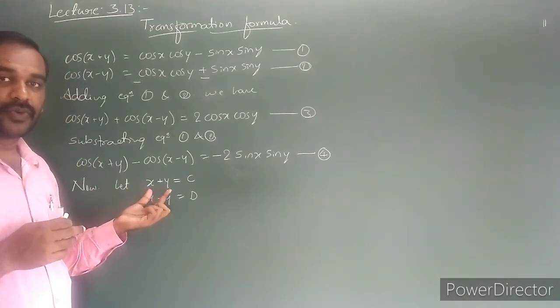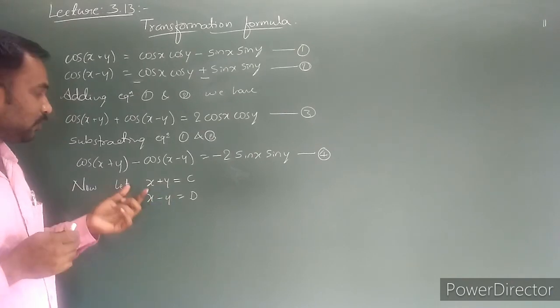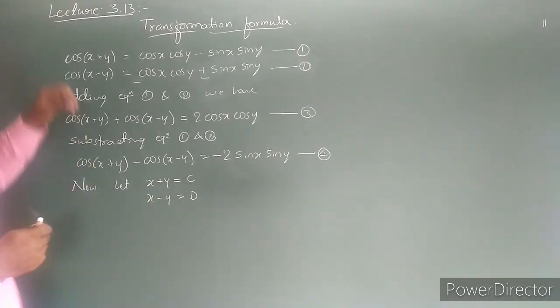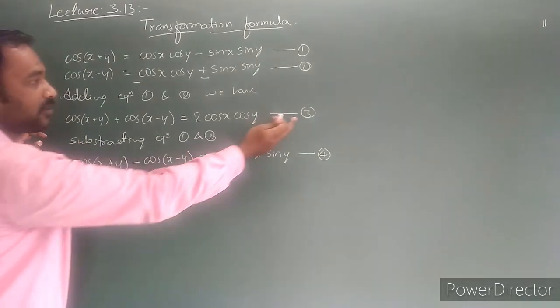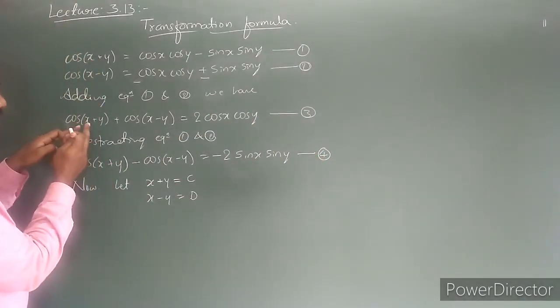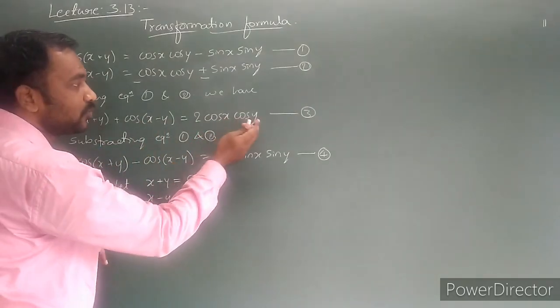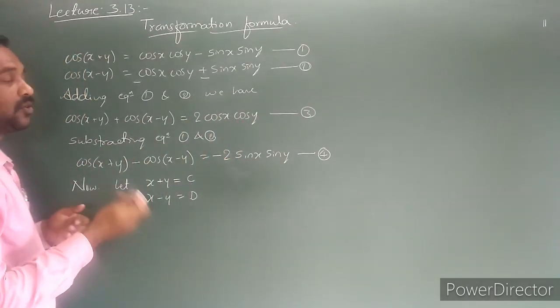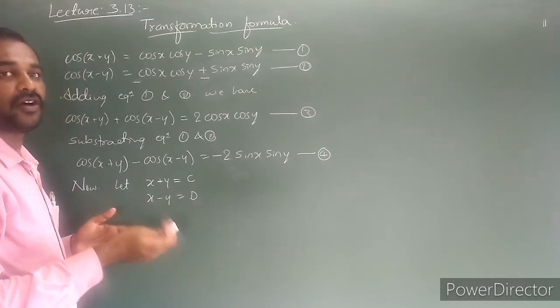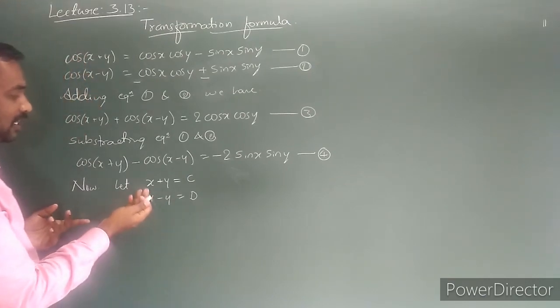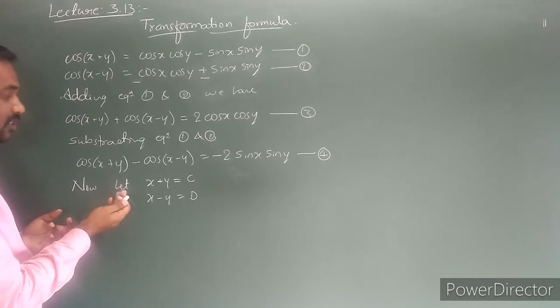Here consider the variables are x and y. Why I just took a substitution is because the left hand side in equation number 3 and equation number 4 is x plus y and x minus y, but on the right hand side only x and y are there. So what is the value of x and what is the value of y, we have to get it. That is the reason I am taking a substitution.